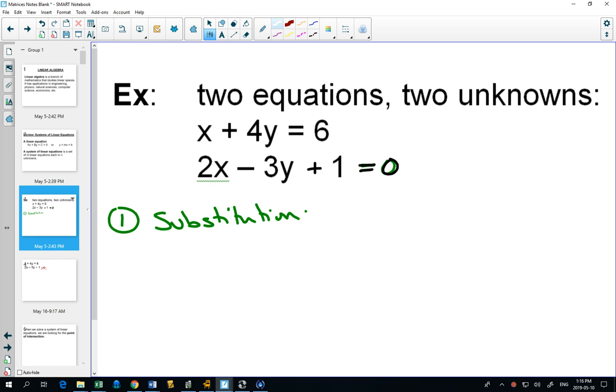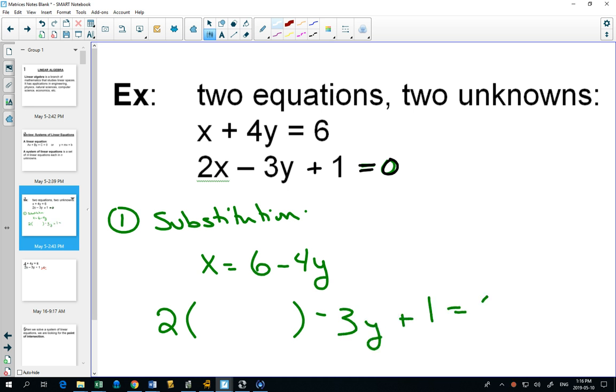Substitution says, look at both equations. Is there an equation where it's easy to get something by itself? Yes, in the first equation, I can get x by itself easily. Then once you have x by itself, you substitute it into the other equation. So the other equation was 2x minus 3y plus 1 equals 0. But instead of x, I'm going to write 6 minus 4y in there instead.